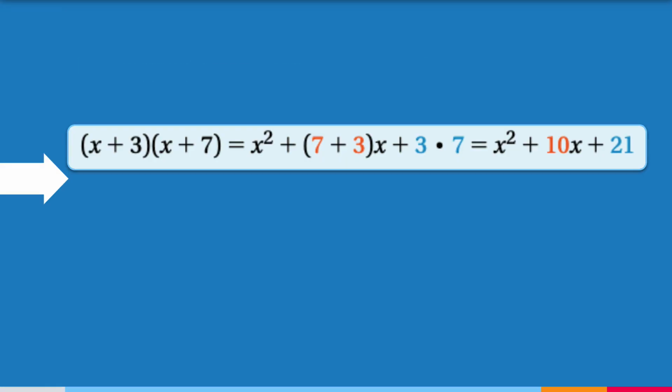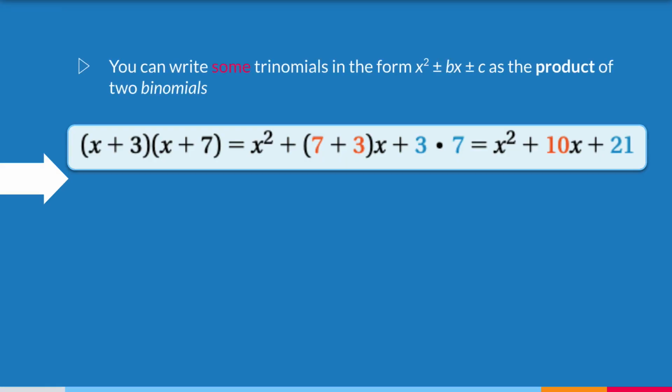So you can write some trinomials in the form x squared plus or minus bx plus or minus c as the product of two binomials. You notice the word some here is highlighted because this is not possible for all trinomials. There are simply some trinomials that aren't factorable. It is impossible to write them in factored form. To understand how to determine which ones could even be factored, let's look at an example.